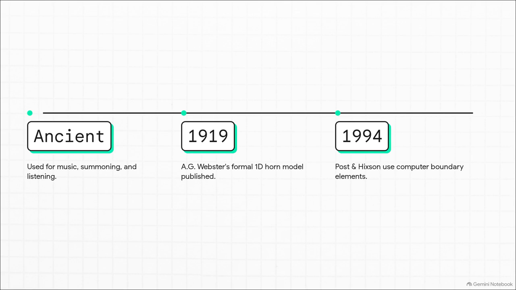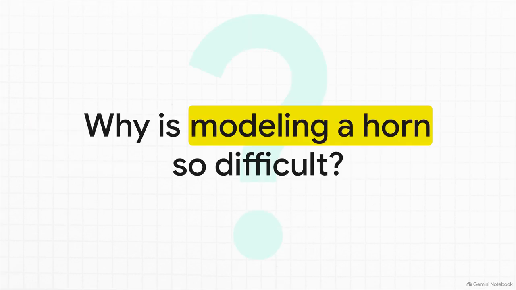That need sparked A.G. Webster's formal model back in 1919, which eventually led all the way to John Post and Elmer Hickson's advanced computer modeling in 1994. Now, you might be wondering, why is modeling a horn so incredibly difficult in the first place? Well, the core physical problem here is that you're dealing with three-dimensional sound waves trapped in a space that is continually curving and flaring outwards. And to understand why getting this math right is a make-or-break situation for a speaker, we really have to look at one absolutely crucial concept.